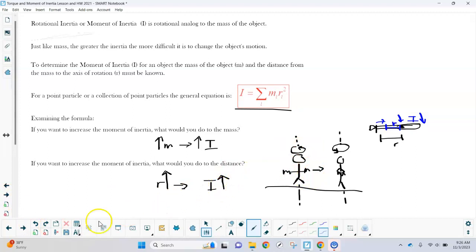The ice skater is another example that I think makes sense logically to people. So the closer the mass is to the point of rotation, the easier it is to turn, and the further it is away, the harder it is. And that's, again, just based on that equation.